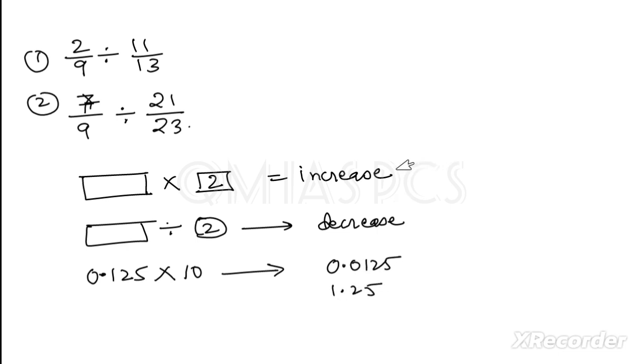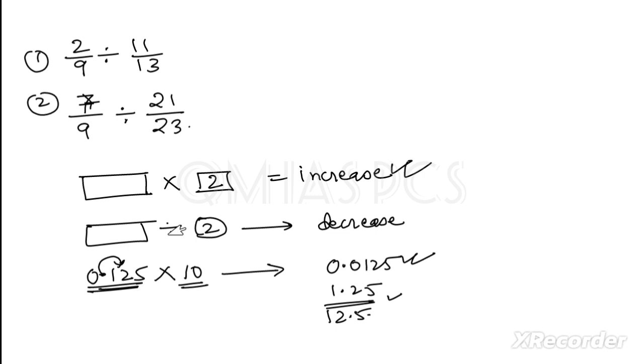Just take it as a hint: when you multiply, it will increase the value. So is this value more than this value, or this value more than this value? Obviously this value is more. One more thing, we can write 12.5 also. This is also a larger value, but when 10 is given, then the decimal shifts one place. So the decimal will shift one place, so it will be 1.25.